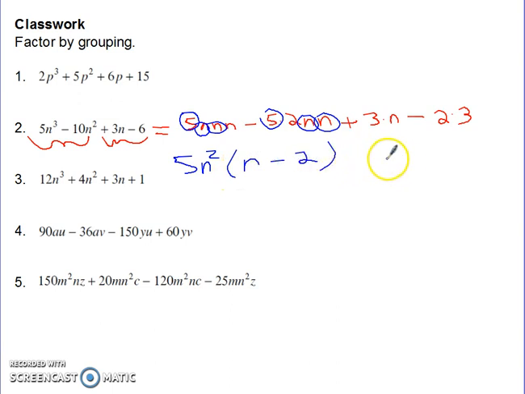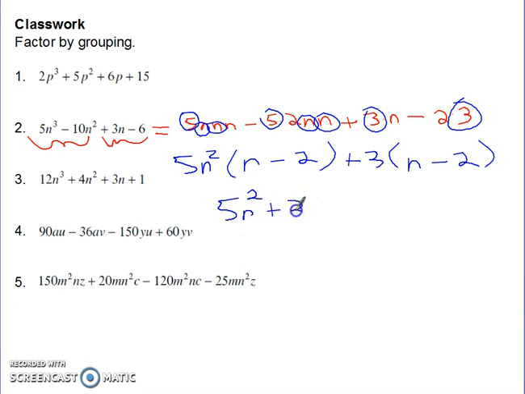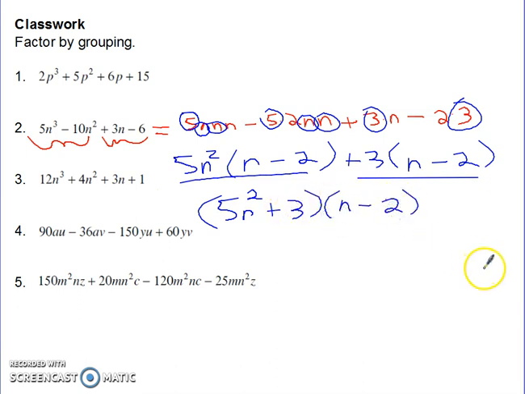Remember that we're trying to factor by grouping, which means we want the n minus 2 in the other parenthesis, right? We will get that by factoring out this 3 here. So factoring out the 3, left with the n minus 2, and we have a 5n squared plus 3 when we factor out the group of n minus 2 from both.